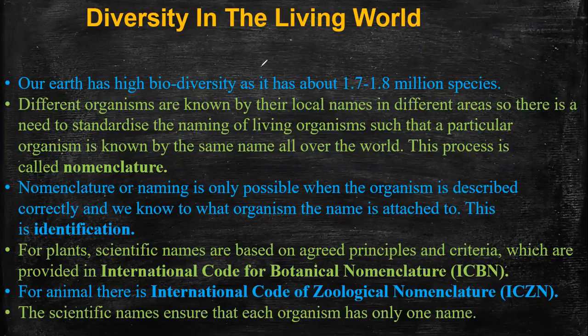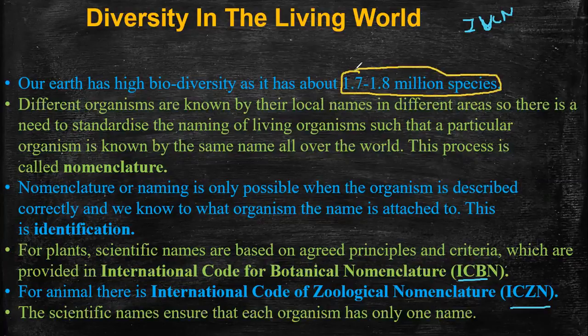So according to the IUCN, there are 1.7 to 1.8 million species on our Earth, and this is what is said to be biodiversity.